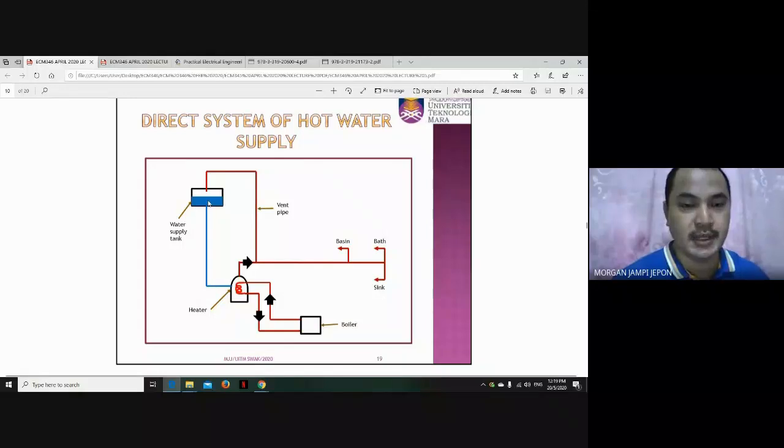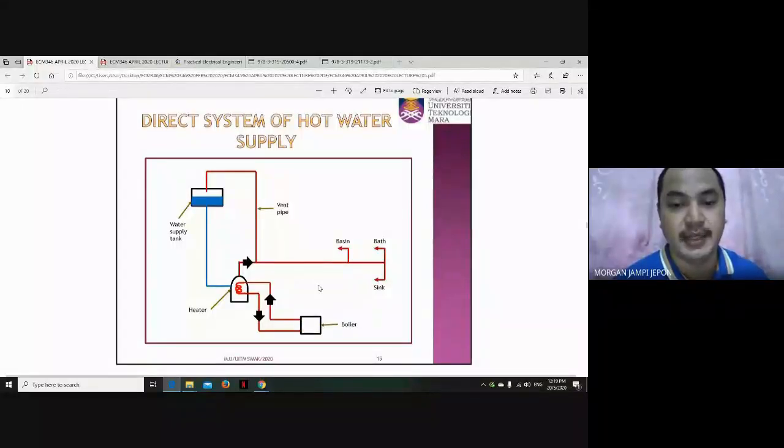So water supply comes from the water supply tank. This is cold water supply, all right? So cold water supply goes to the heater. And another part of the heating system is called the boiler. Boiler is like a big kettle, okay? A big kettle to store the hot water.